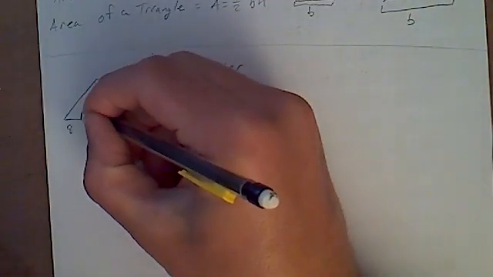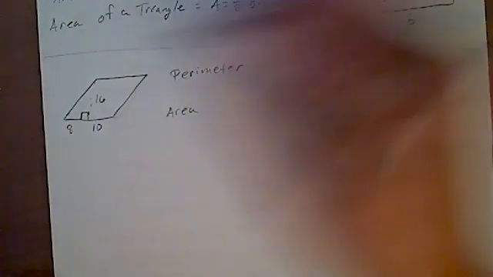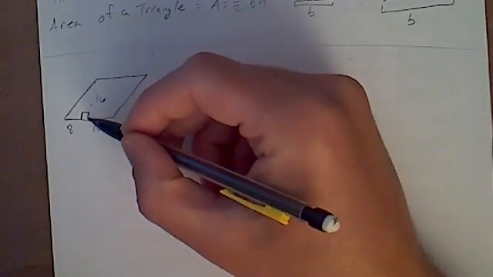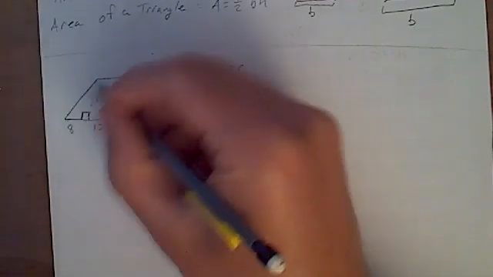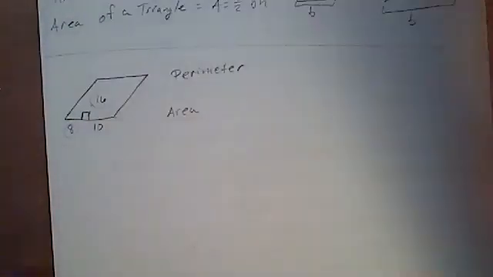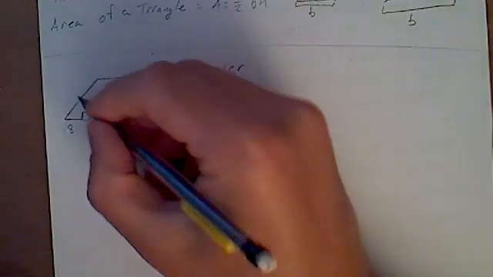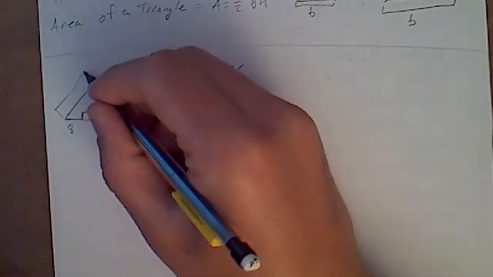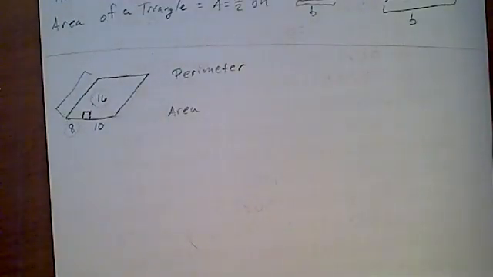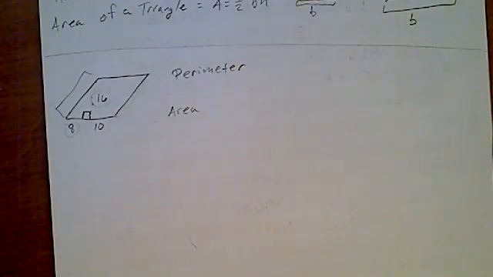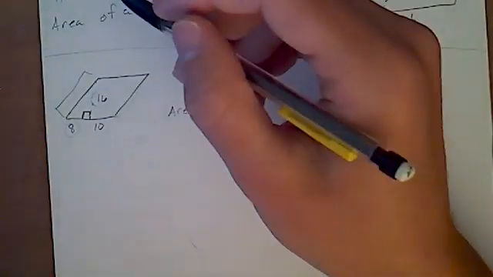It doesn't really matter. What you should notice is that the height of the parallelogram creates a right triangle. This right triangle has sides of 8 and 16, which means you should be able to find the length of this side. So do that now. We go 16 squared minus 8 squared, and I got about 13.9.